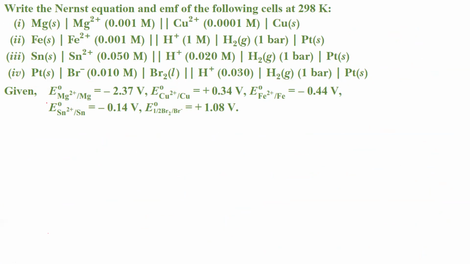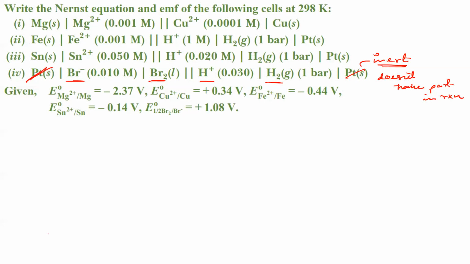Fine. Now again, we need to look at what is happening here. So here we have Br negative and Br2. Here we have H positive and H2. That is all you have to look at. You don't have to look at platinum. Why? Platinum is inert. Inert means it is not taking part in the reaction. So you have to ignore it.